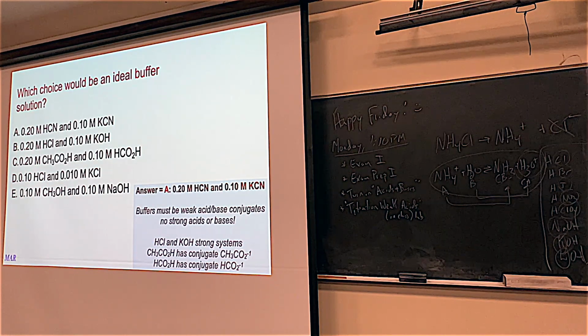HCl and Cl minus are conjugates, but again, no strong acids. HCl will just dominate that thing. And methanol and sodium hydroxide, that was just for fun, I guess. So anyway, conjugates, plus or minus H plus, and they have no strong acids, strong bases.